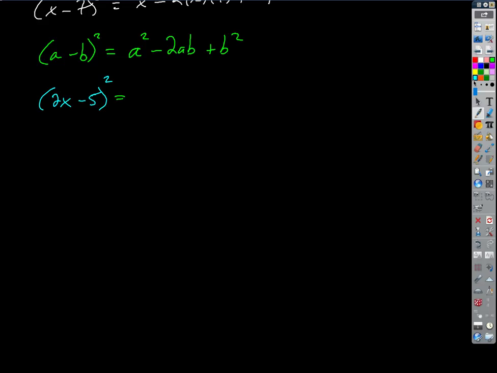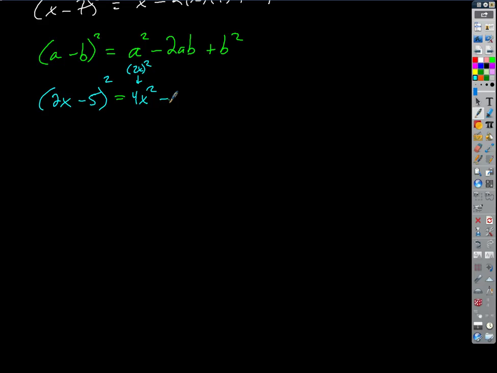What's a squared going to be? 2x squared. No. Oh, okay, it's going to be the quantity 2x squared, which turns out to be 4x squared, right? Because I have to square the whole thing, which gives me a 4x squared. Okay. Minus 2 times 2x times 5. Oh, 10? Negative 20.